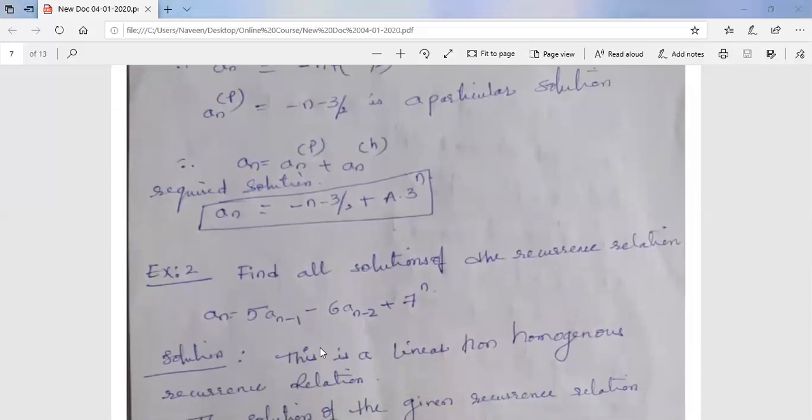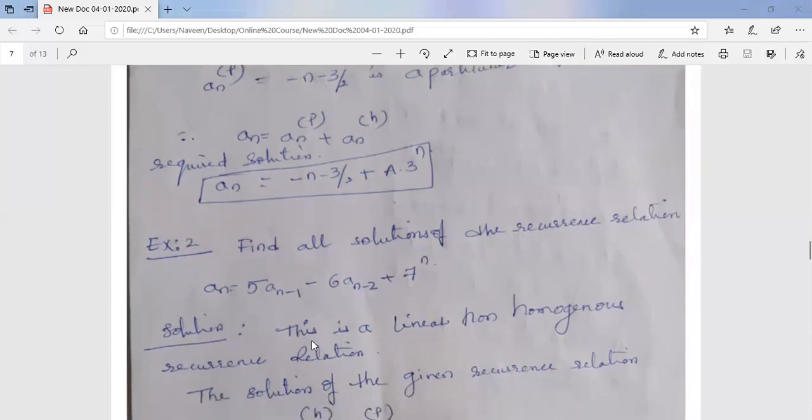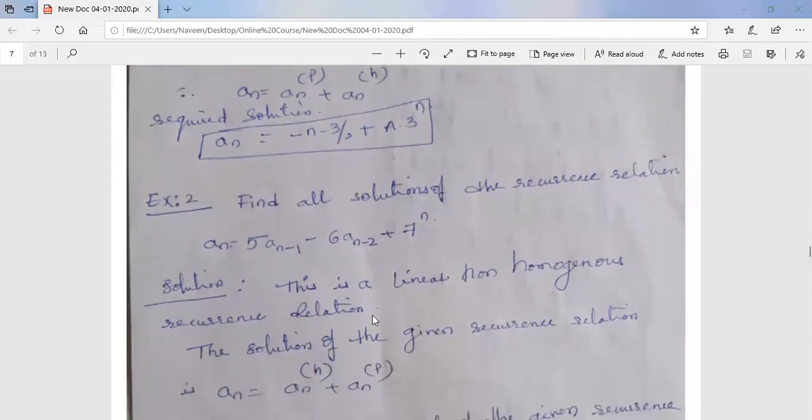Find all solutions of the recurrence relation a_n is equal to 5a_(n-1) minus 6a_(n-2) plus 7 power n. Again, by looking at this recurrence relation, we identified it is a linear non-homogeneous recurrence relation where the function f of n is equal to 7 power n.